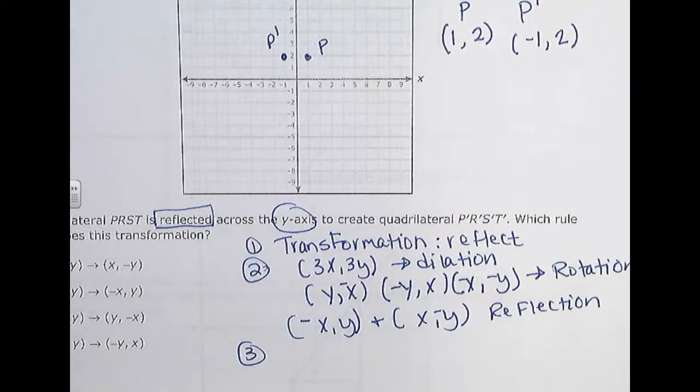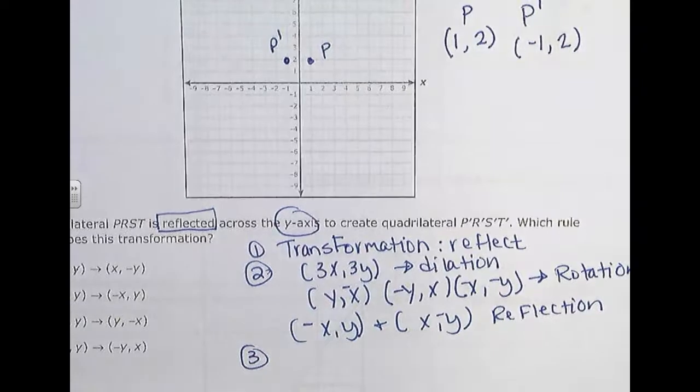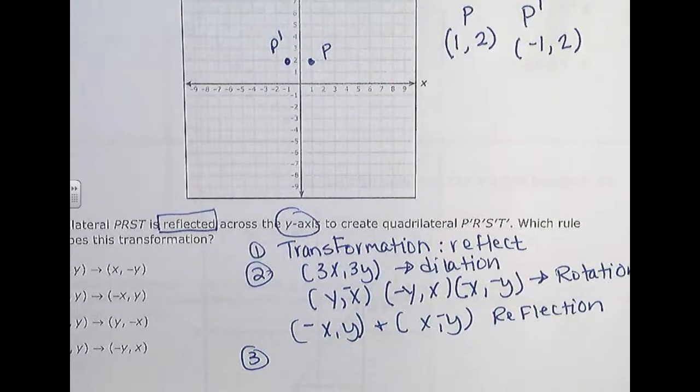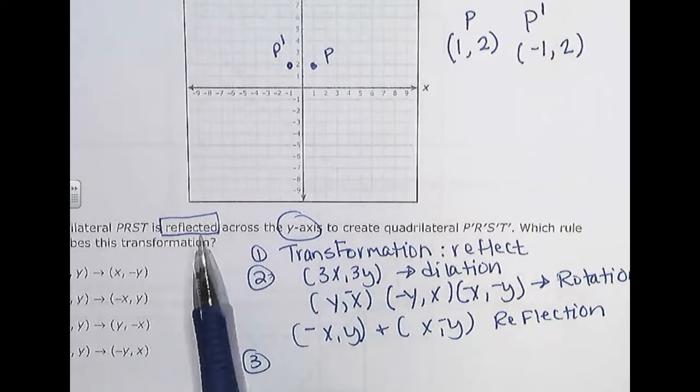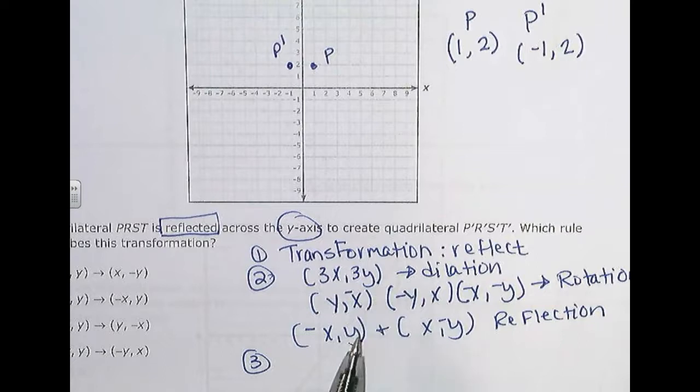Question 6. You have a coordinate grid. They've got you some ordered pairs. Aren't those pretty? And they're asking you to take that quadrilateral, reflect it across the y-axis to make quadrilateral whatever. Which rule describes this transformation? Now, I wrote 1, 2, 3 over here, and I marked some stuff. Transformation, and I went back and found reflect because it said so right there. I listed what I know.